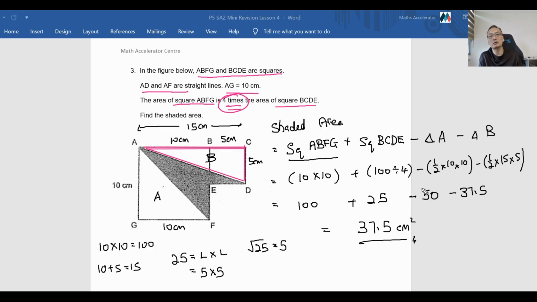So after that, we calculate these 4 individual areas. This is 100. The smaller square is 4 times smaller, so it will be 25, 100 divided by 4. Triangle A is 50, based on the height and base we have identified, and triangle B, height and base we have identified over here, that will give us 37.5. Once we carry out this calculation, we will arrive at 37.5. Alright, so we have to carry out multiple steps in order to reach the answer. And this is level 2 of area of triangles.